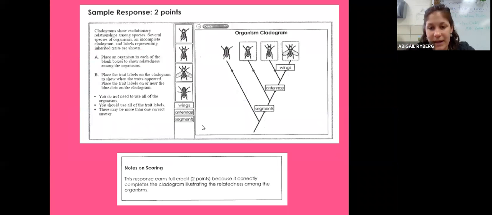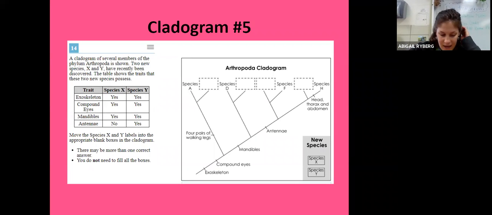So let me go, here's the correct answer. So we have segments, antenna, and wings. Notice that with the wings, I've placed the insect with wings. And then over here, I placed the insect with no antenna. And in the middle is the insect with antenna, but no wings. So again, your tree could have looked like these 2 were swapped, right? So just one of these needs to have wings and then have the winged critter. So that is cladogram 4. You can keep on moving to cladogram 5.